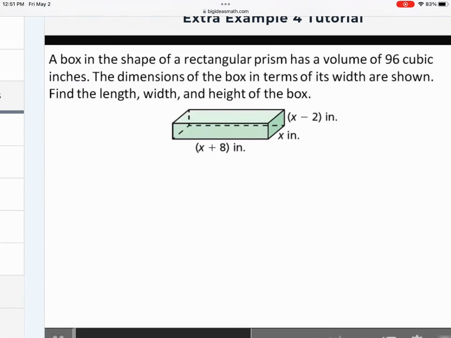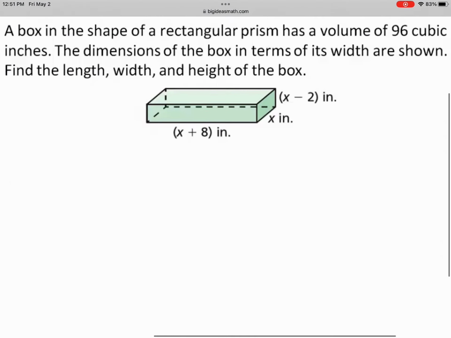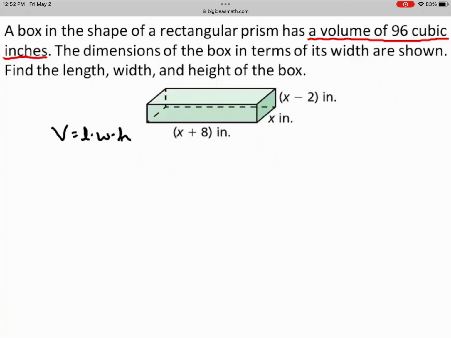A box in the shape of a rectangular prism has a volume of 96 cubic inches. The dimensions of the box in terms of its width are shown. Find the length, width, and height of the box. The formula for the volume of a rectangular prism is volume equals length times width times height, or V equals L times W times H.